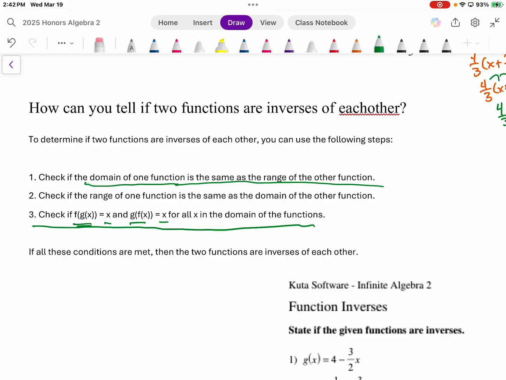So as we look at this next part, we're going to be doing this last thing, step 3. We're going to be doing step 3 for the remainder of class because that's going to be the more challenging part. Okay?